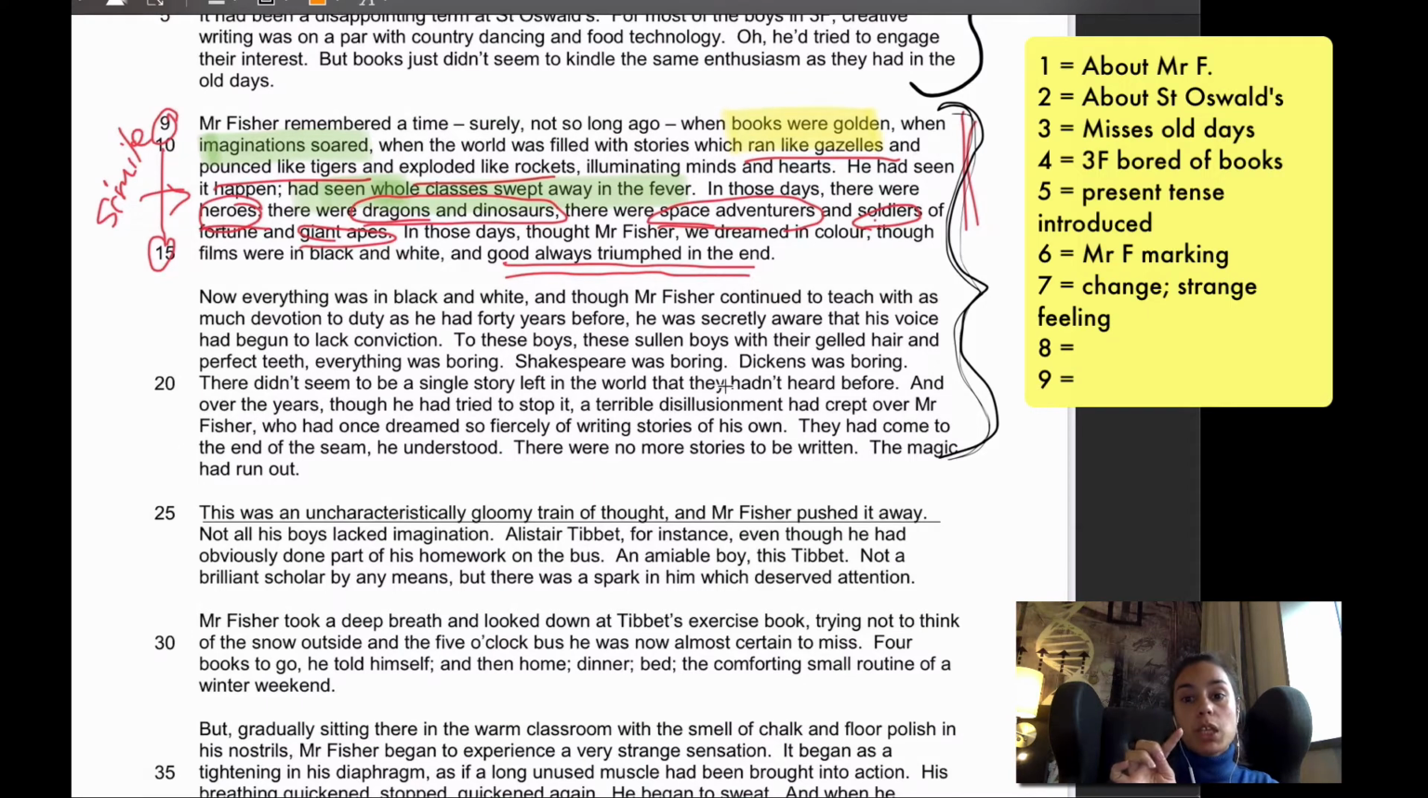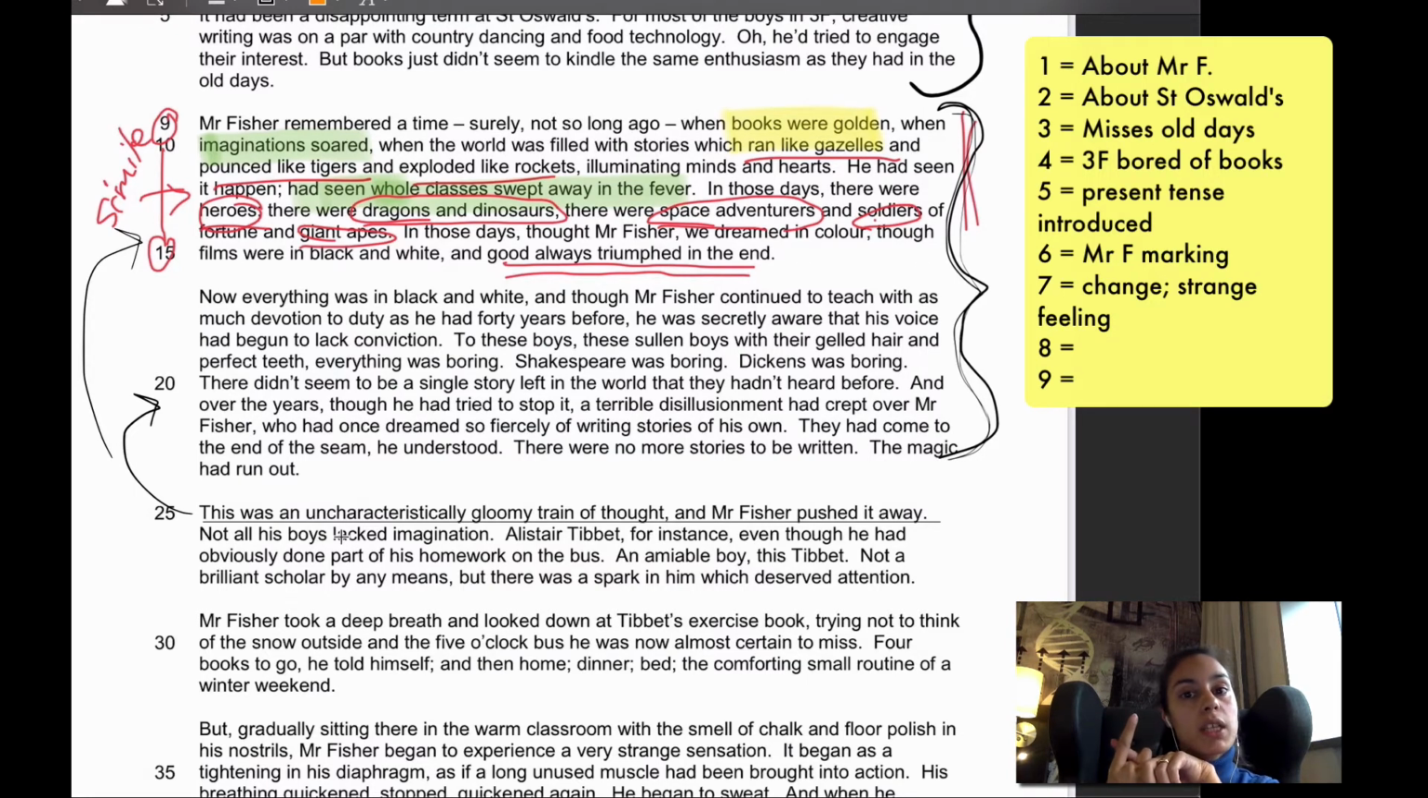And what happens with this structural feature is that line 25, the narrator brings us into the present. And it shows that these thoughts that Mr. Fisher is having here are what Mr. Fisher is thinking about now. So the first 2 paragraphs, the narrator introduces us to one of our main characters. He introduces us to our setting, St. Oswald's School. And then we're given insight into his thoughts, how he's feeling.